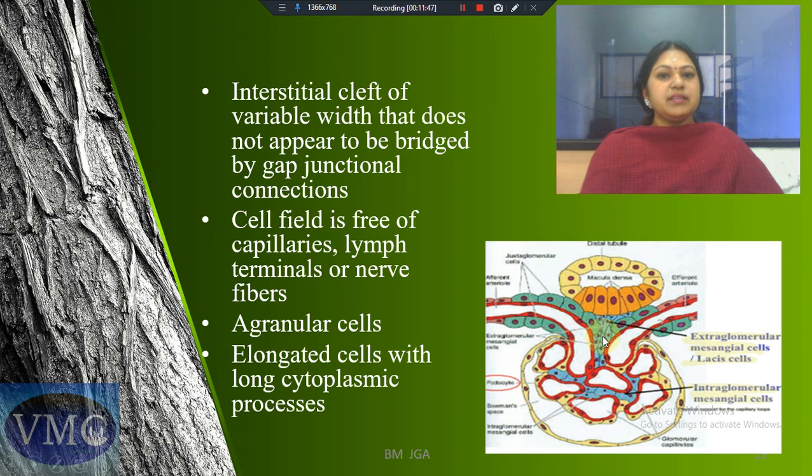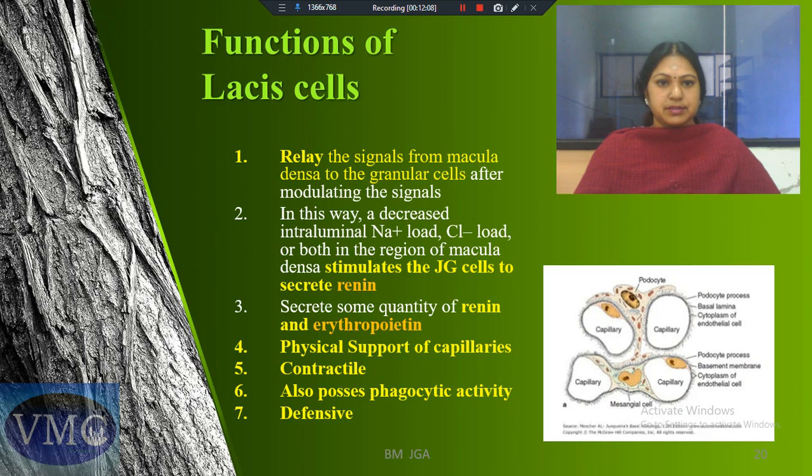They are present in the interstitial cleft, an interstitial cleft of variable width that does not appear to be bridged by gap junction connections. There is an interstitial cleft. This cell field is free of capillaries, lymph terminals or nerve fibers. They are agranular cells. They are elongated cells with long cytoplasmic processes.